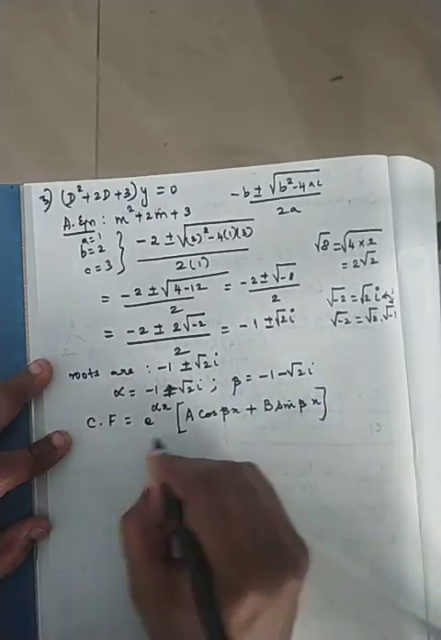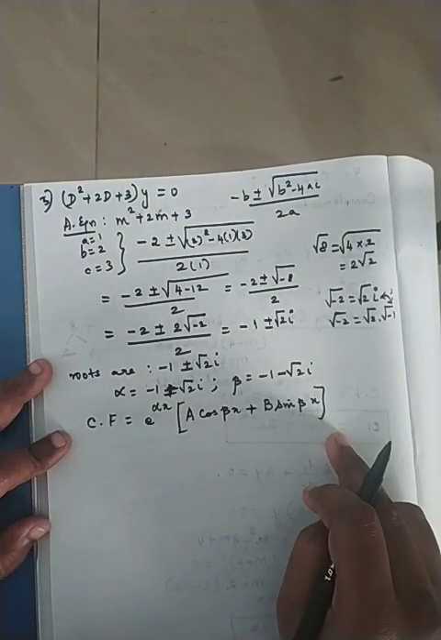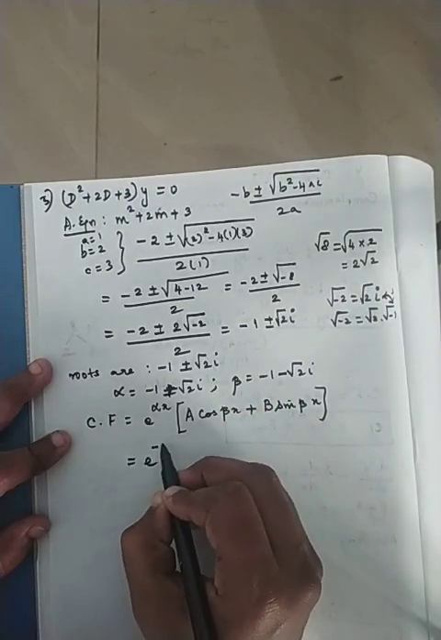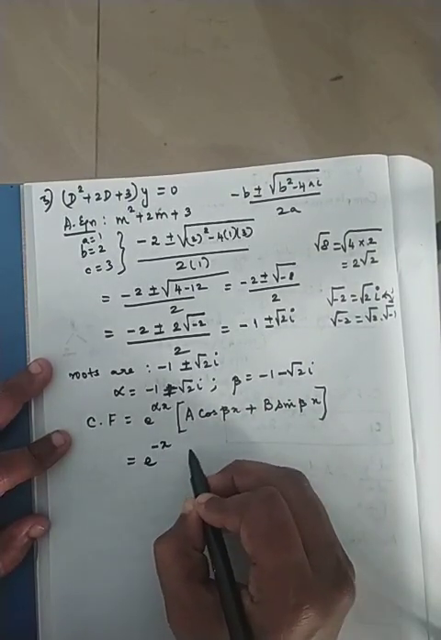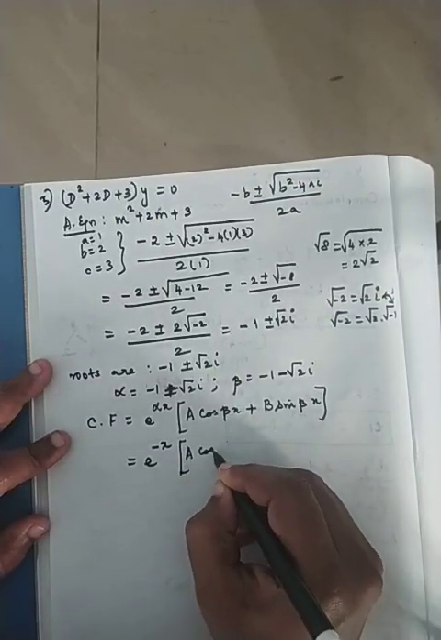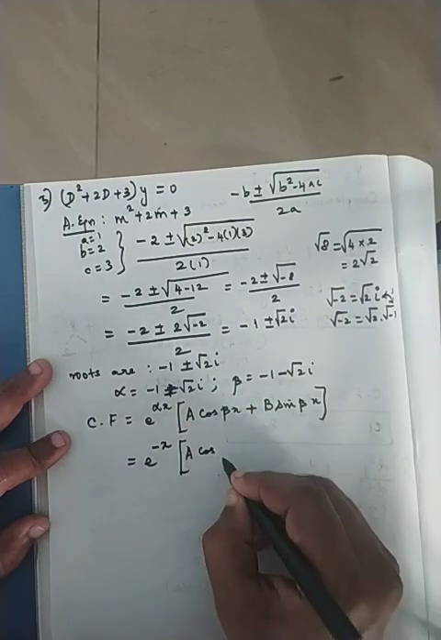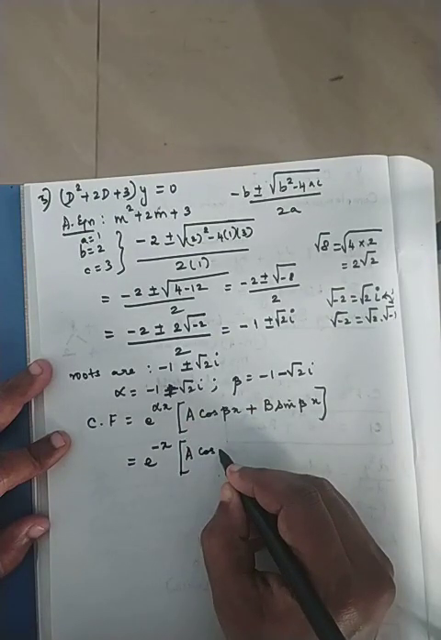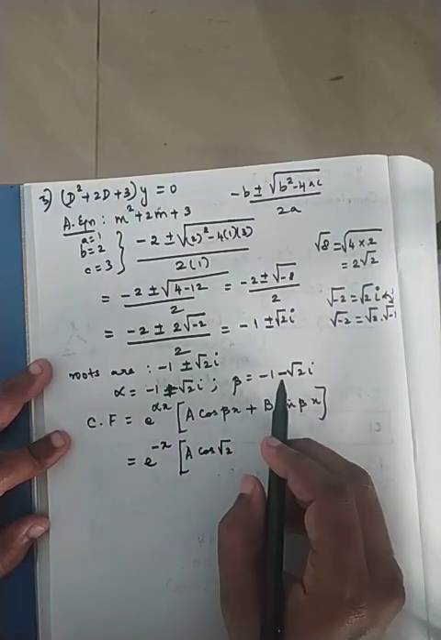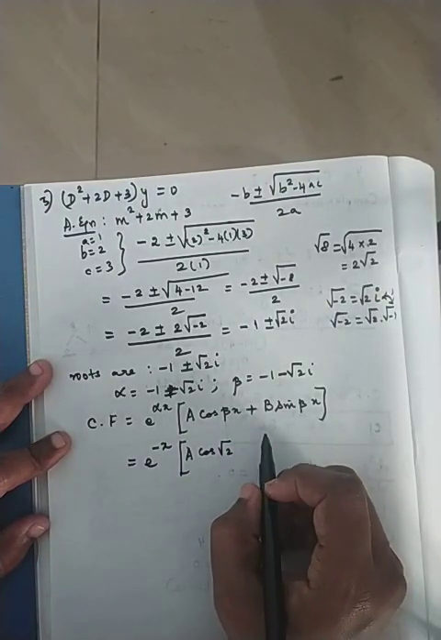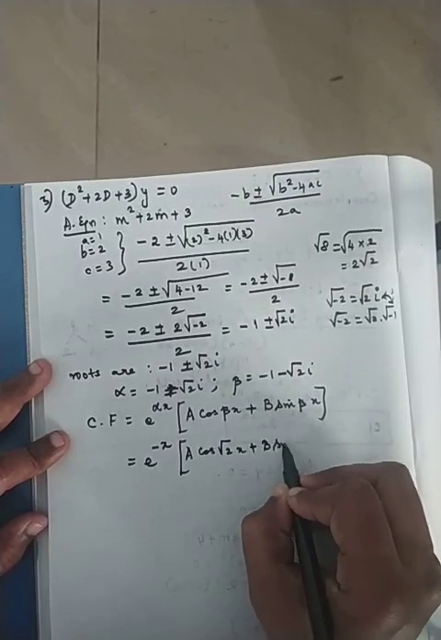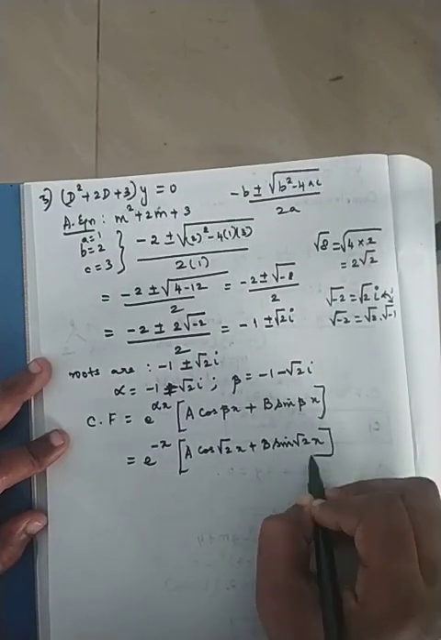This will be the general form for the complex roots. So now I can write e power minus 1, so this is minus x into, what is my a, cos beta is root 2. Yes, root 2x. Beta is only root 2. So I can say e power minus x into a cos root 2x plus b sin root 2x.